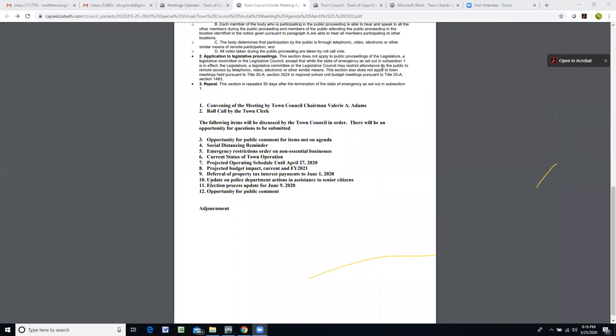Yes, I do. Councillor Devereaux? Yes. Councillor Gabrielson? Yes. Councillor Garvin? Yes. Councillor Caitlin Jordan? Yes. Councillor Penelope Jordan? Yes. Councillor Straw? Yes. Chairman Adams? Yes. Motion passes unanimously. Great. Thank you.